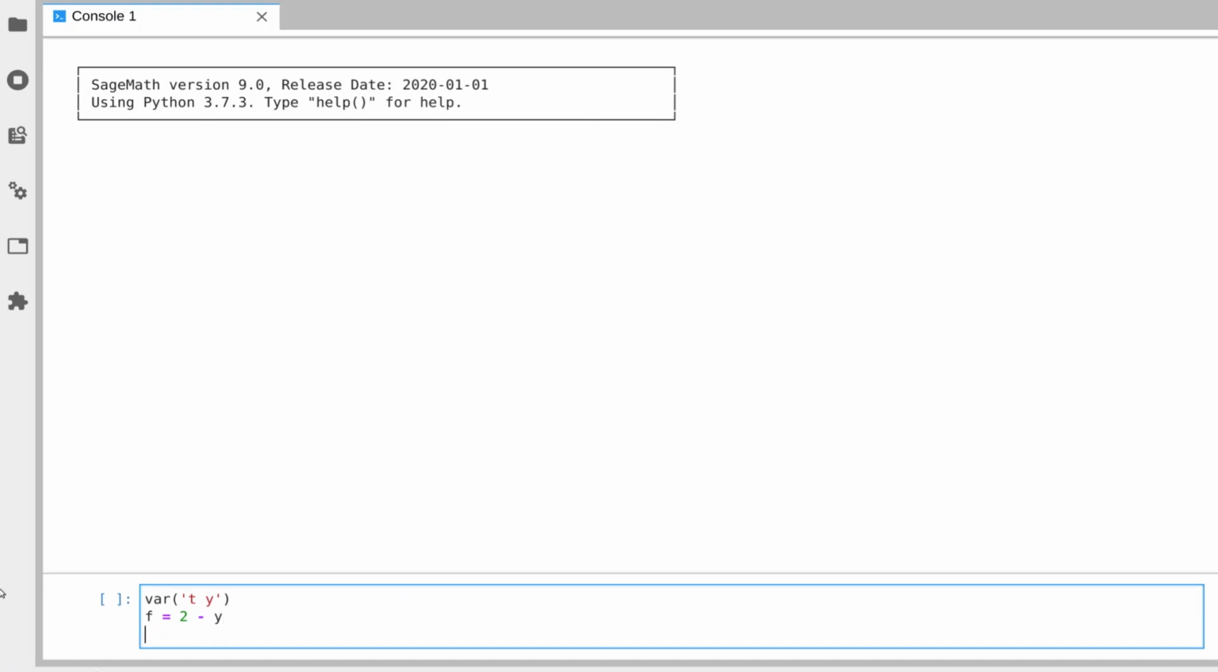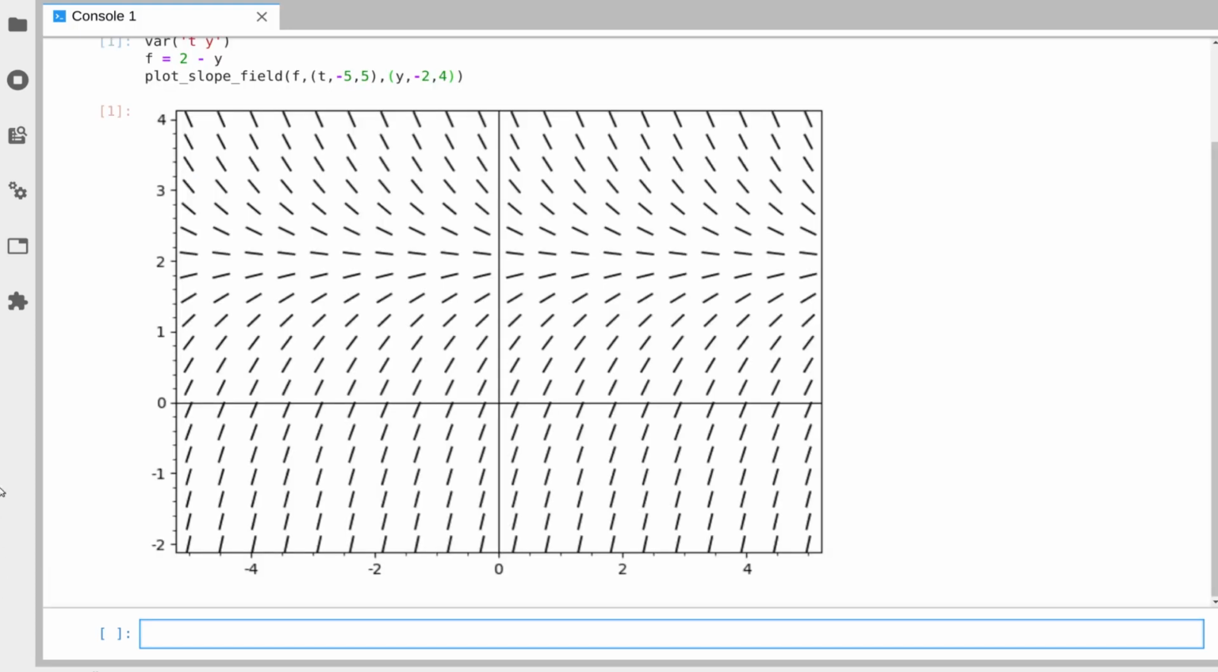All right, and then there is a nice built-in command. It's just called plot_slope_field. And if you start typing and press tab, it should help you finish. So plot_slope_field. So we're going to plot the slope field for f, and we're going to plot this for t between, let's say, -5 and 5, and for y between, let's say, we did 0 to 2 in our chart, right? But let's say -2 to 4. And then you just run this command, and there you go.